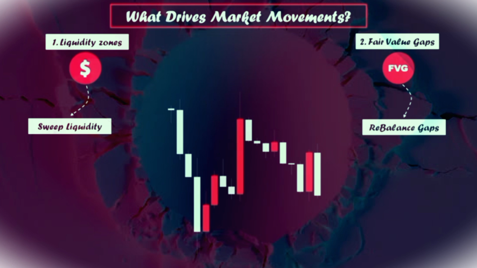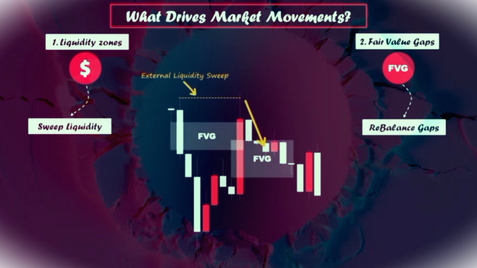Consider this example: the price sharply drops, creating inefficiency and leaving behind a fair value gap. Later on, the price moves back up, filling the fair value gap and clearing out external liquidity before reversing, filling the most recent fair value gap. This cyclical behavior highlights the market's mechanism of clearing liquidity and filling fair value gaps.